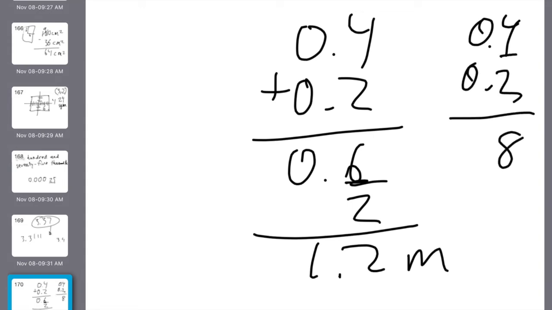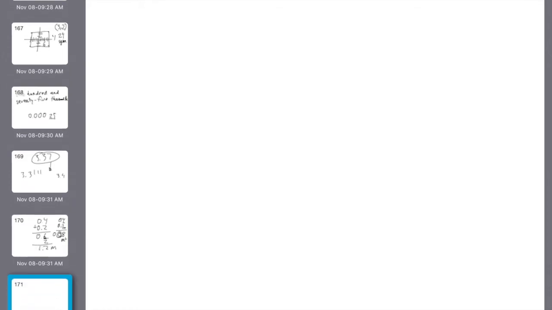They asked me to find the area. This time I'm multiplying. So I have 0.4 times 0.2. That's 8 in my head, but there's 1, 2 decimal places. So I have to add a 0. This one would be meters squared because we're talking area. So don't forget that 0, guys. That's key to the lesson today.